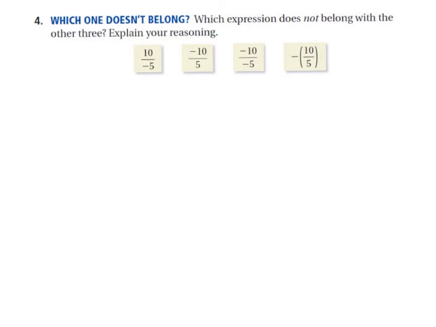All right, the first one, let's kind of just work it out. Remember, this line can mean divide. Okay, so 10 divided by negative 5, I know that is negative 2. Okay, let's look at this one. This one says negative 10 divided by 5. Well, a negative divided by positive is a negative. Negative 2. So far, the first two are the same.